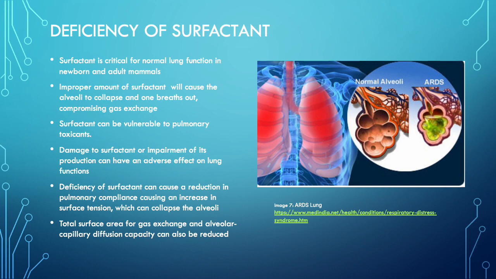Deficiency of surfactant can cause a reduction in pulmonary compliance, causing an increase in the surface tension. This can cause a collapse of the alveoli at expiration. The total surface area for gas exchange and alveolar capillary diffusion capacity can also be reduced. This can lead to hypoxia and hypercapnia.